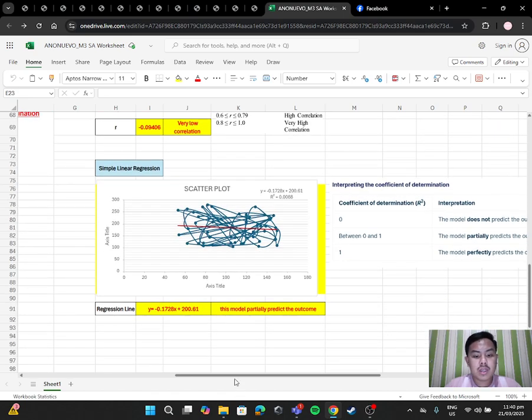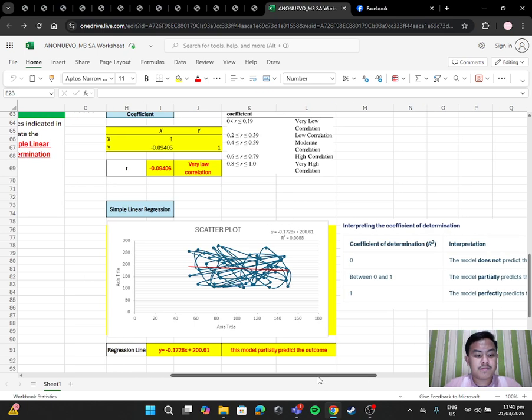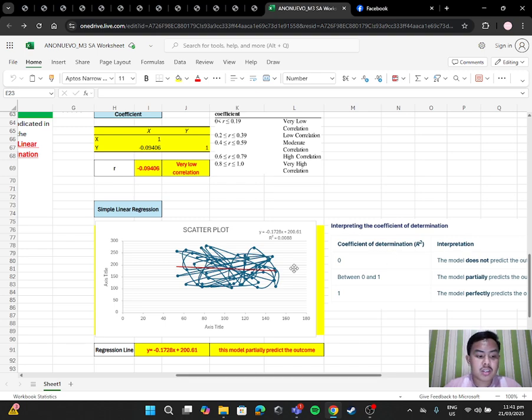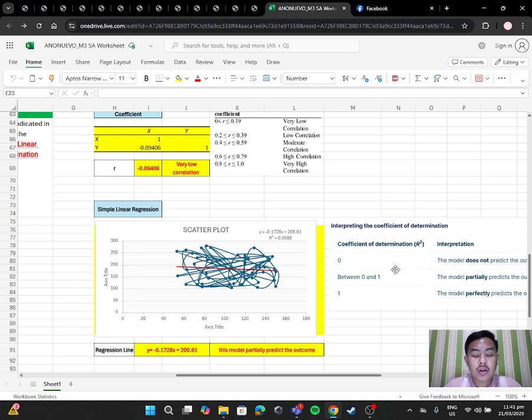So let's move on to the simple linear regression. To calculate the Pearson's correlation coefficient, simple linear regression line, and coefficient of determination using Excel shortcut, start by organizing the X and Y data into two columns. Select an empty cell and use the formula equals CORREL range 1 and range 2 to compute the Pearson's correlation coefficient, where range 1 and range 2 represent the X and Y data ranges. The result will indicate the strength and direction of the relationship between the two variables.